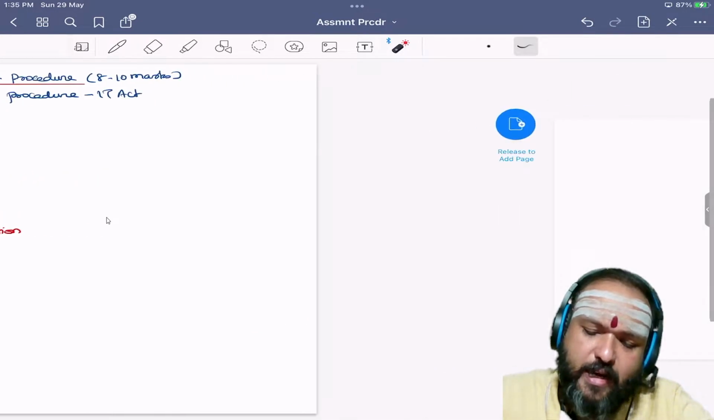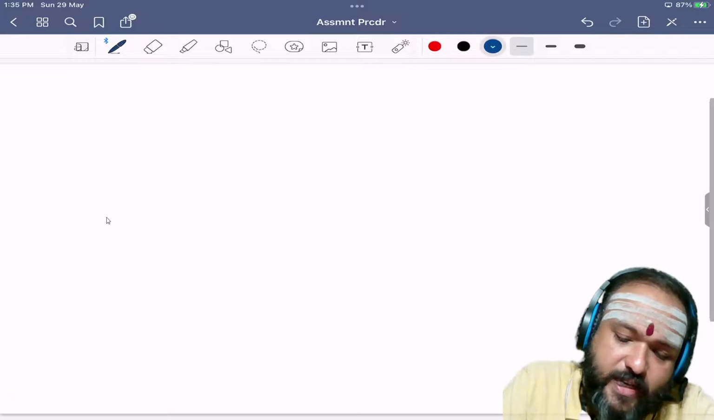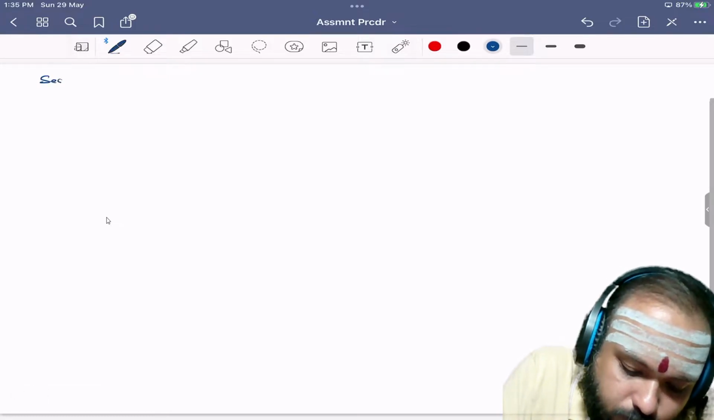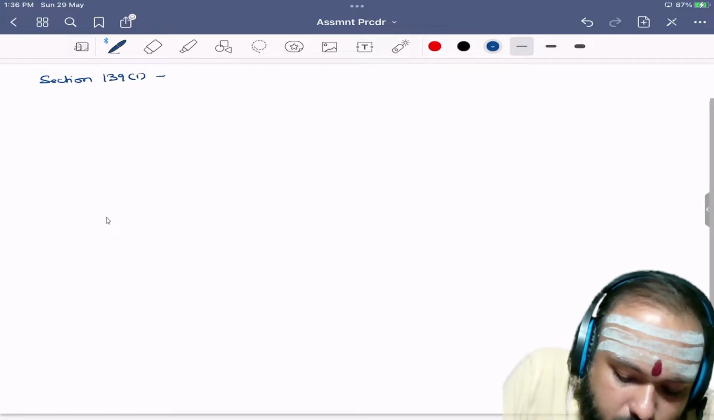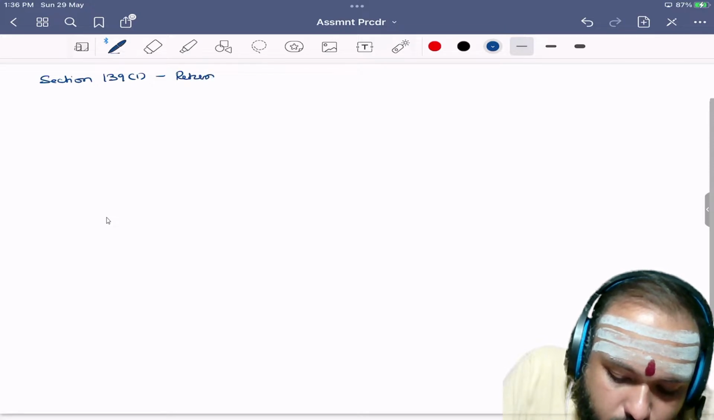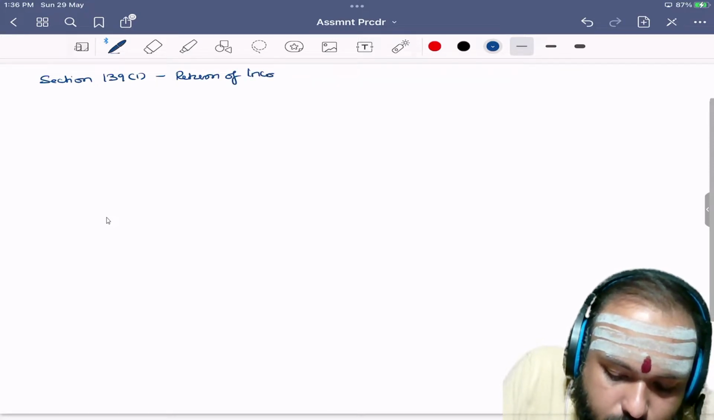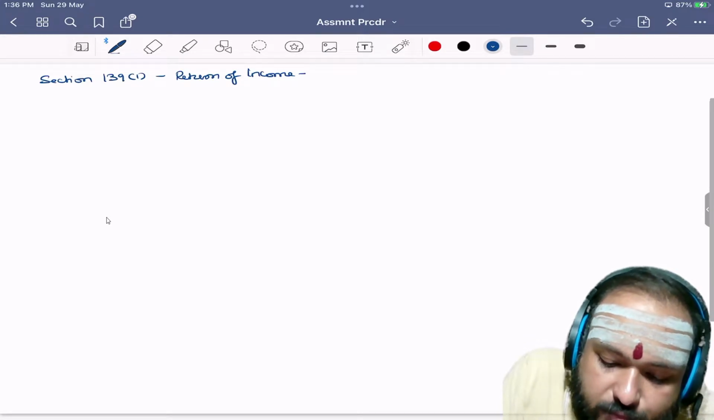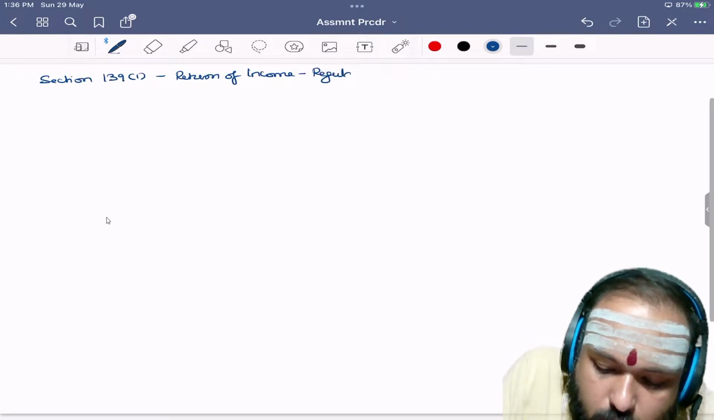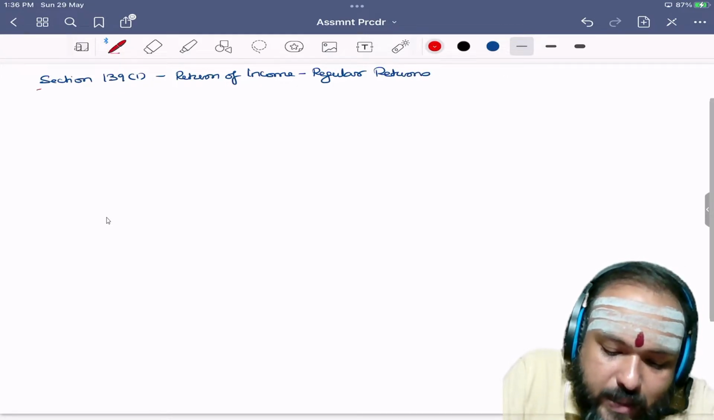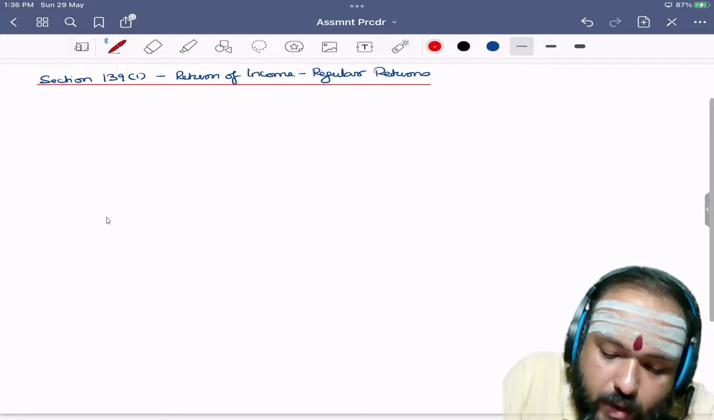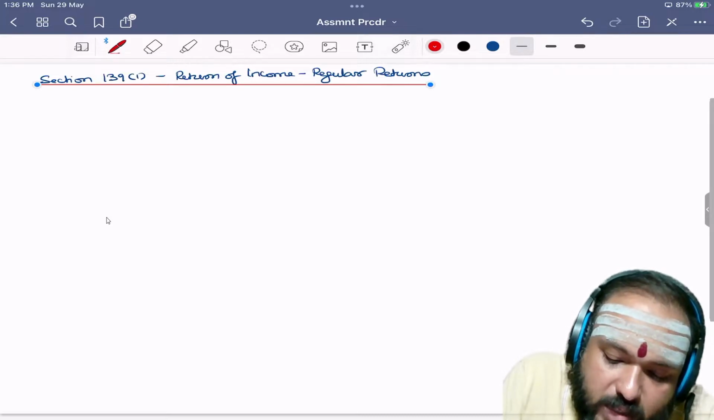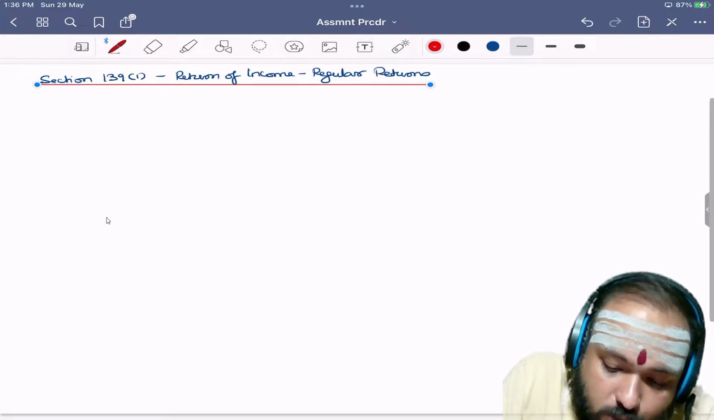So with that said and done, let us straight away jump into the first section which is relevant to us. Section 139(1), which is what? Return of income, or you can refer to it as regular returns. So does that mean there is an irregular return, sir? Yes, there are irregular returns, which we also call belated or late returns. So let us not go there. Let us first understand what is right before we go to what is wrong.